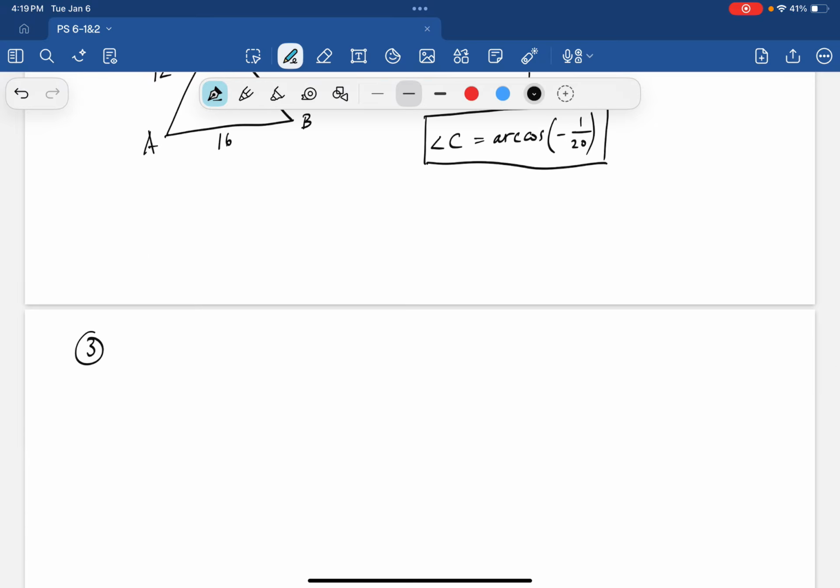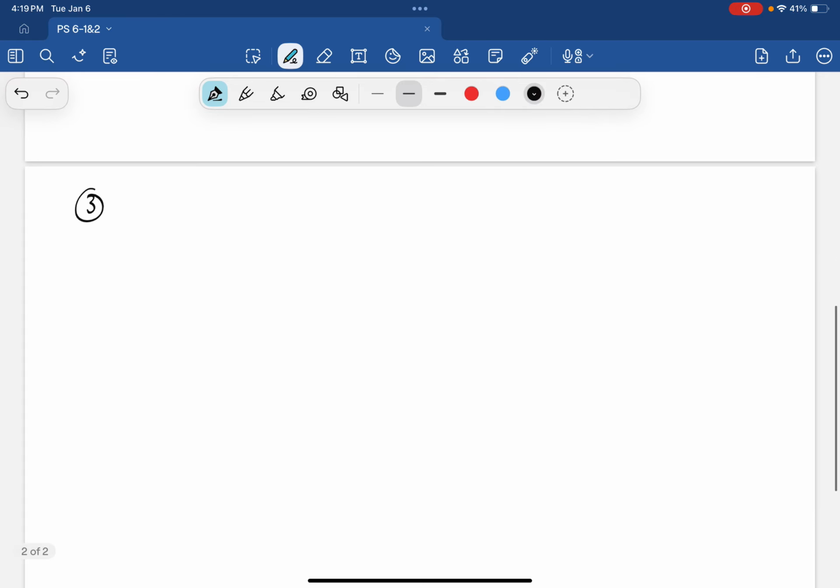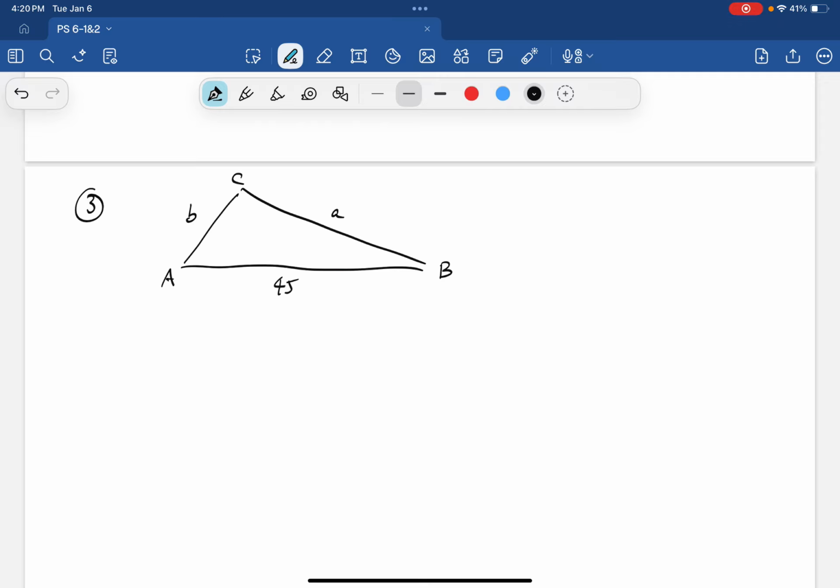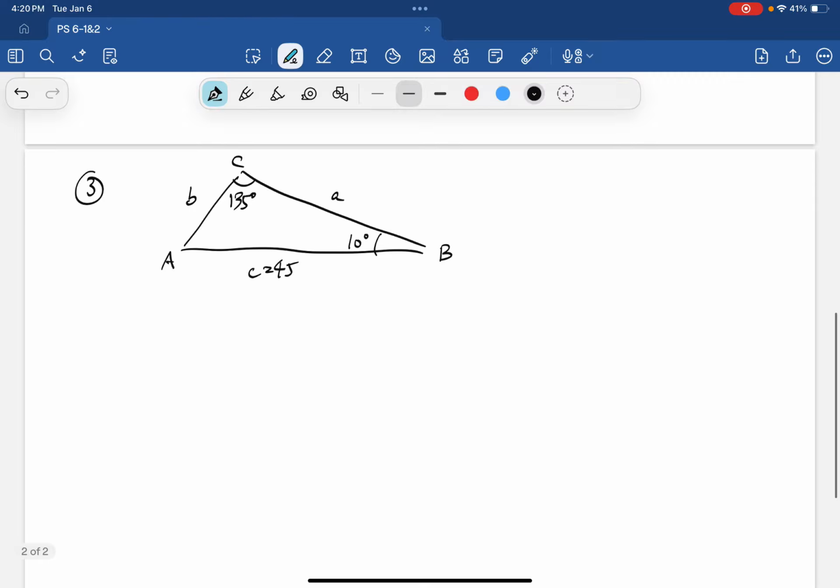Question 3. Solve for A using law of sines. We have this triangle here, CAB, AB 45 here. This is 135 degrees. This is 10 degrees. All right, so I'm looking for side A, which means I do need to know angle A as well, right? So I'm going to try to calculate that angle. That's going to be 35 degrees because all the angles have to add to 180.